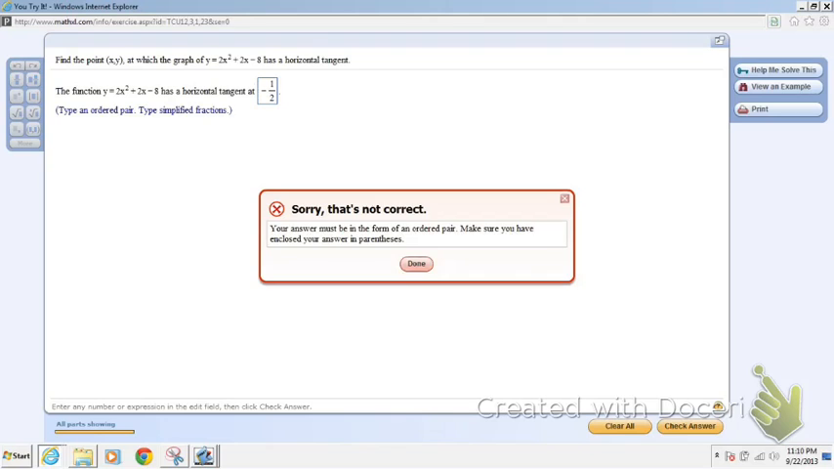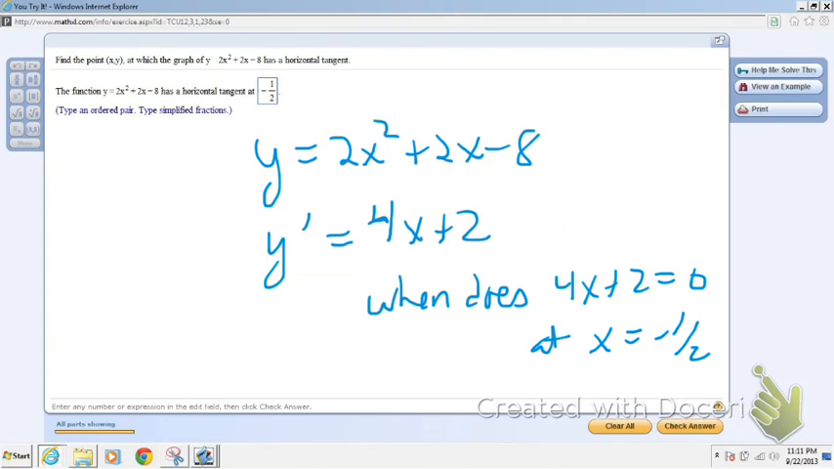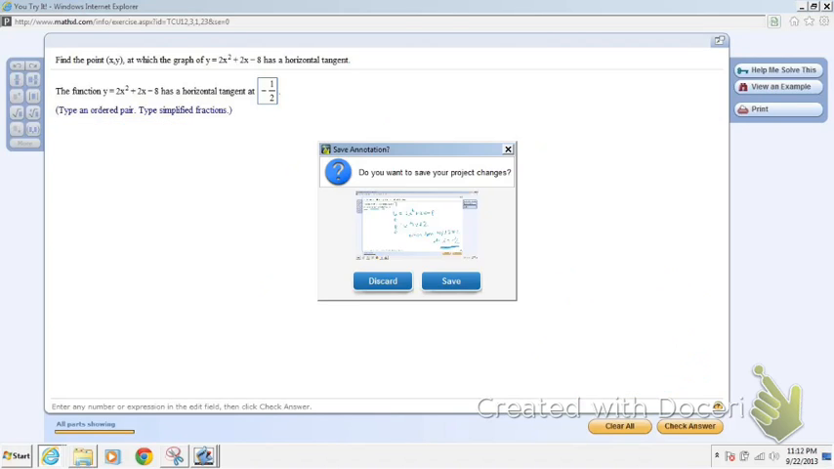Oops, didn't like that. Must have done something wrong. Let me patch that up. I realized what I did wrong. That's the x value. It was right, I just didn't type it in. It says type in an ordered pair. So up here it should be negative a half comma something.